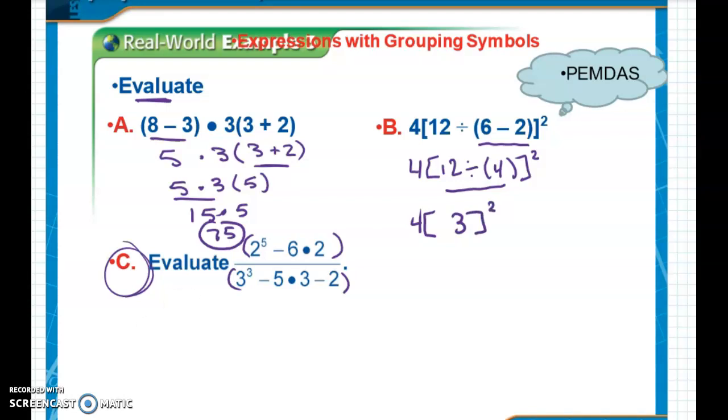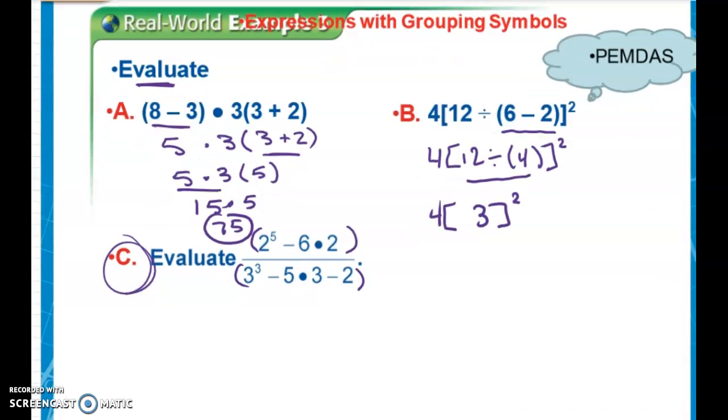Okay, so then now that that parentheses just has one number, we can do the exponent. So that's the next step. So this will be 4 times 9. Then we have 36, and you circle your answer.